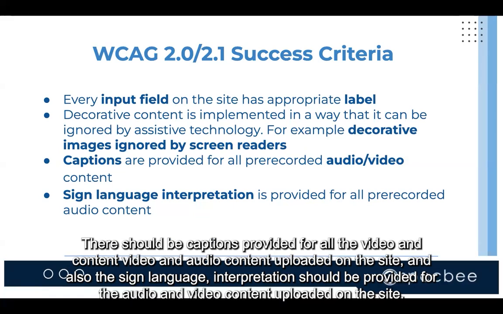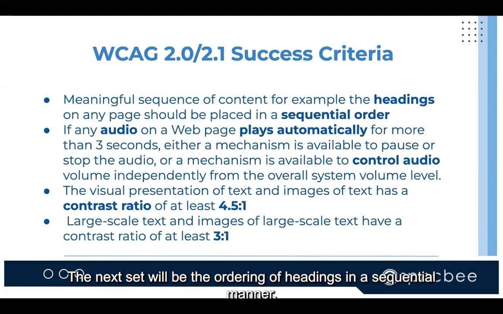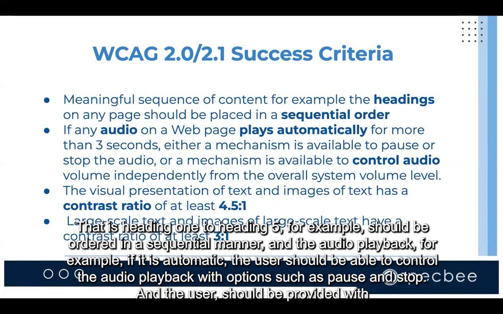There should be captions provided for all the video and audio content uploaded on the site. And also sign language interpretation should be provided for the audio and video content uploaded on the site. The next set will be the ordering of headings in a sequential manner. That is, heading 1 to heading 5, for example, should be ordered sequentially. And for audio playback, for example, if it is automatic, the user should be able to control the audio playback with options such as pause and stop.